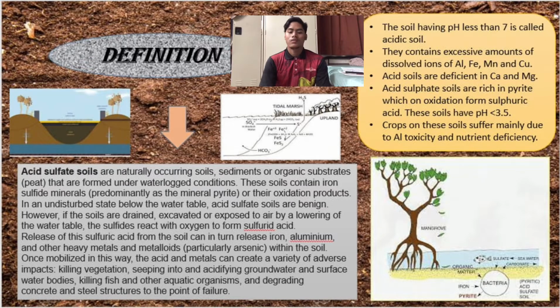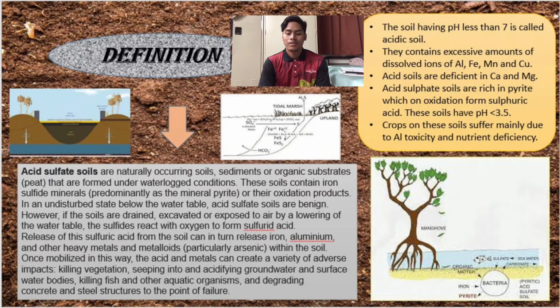However, if the soils are drained, excavated or exposed to air by a lowering of the water table, the sulfides react with oxygen to form sulfuric acid. Release of the sulfuric acid from the soil can in turn release iron, aluminium, and other heavy metals and metalloids, particularly arsenic, within the soil.